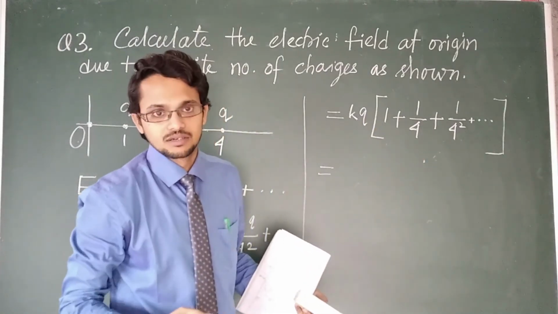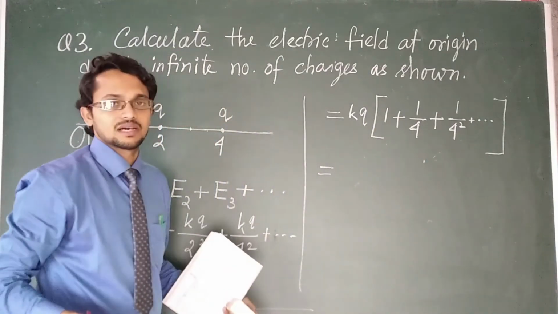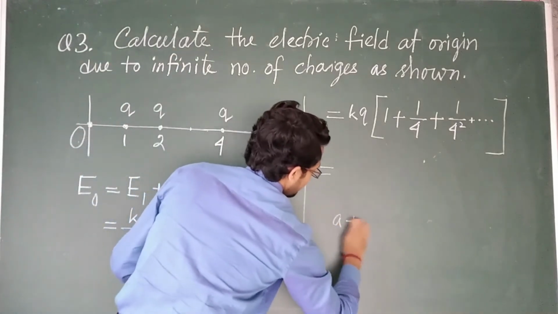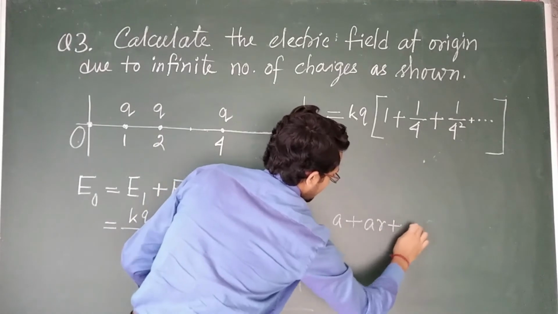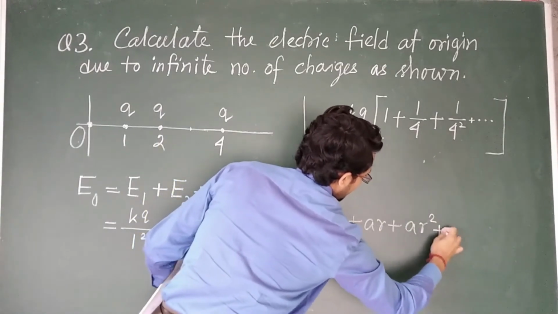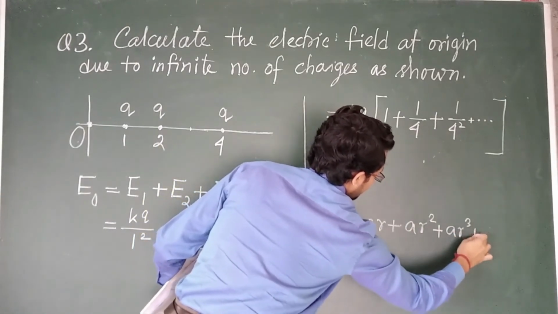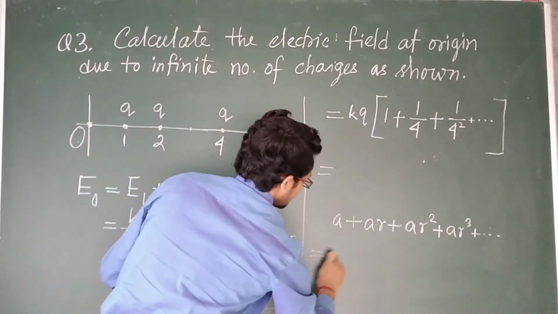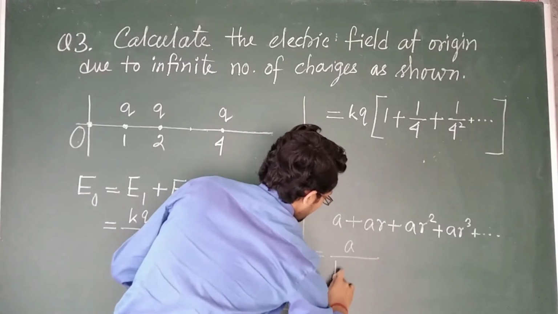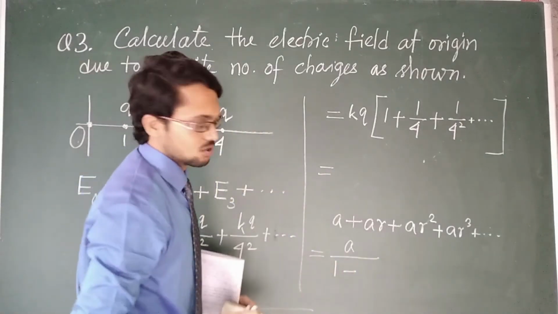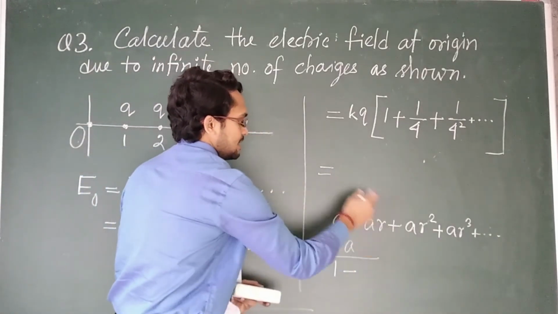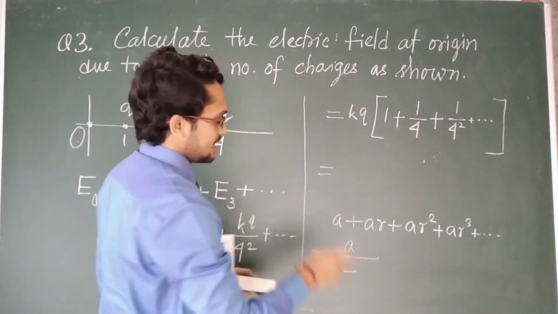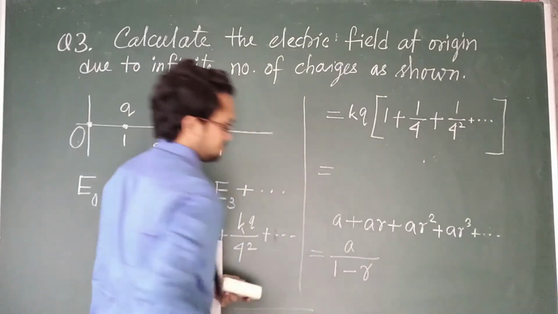This is a GP. What is the formula for the sum of numbers in a GP like this: a plus ar plus ar square plus ar cube plus dot dot dot? The formula is first term by 1 minus common ratio. Common ratio means any term by its previous term. So here the common ratio is r.